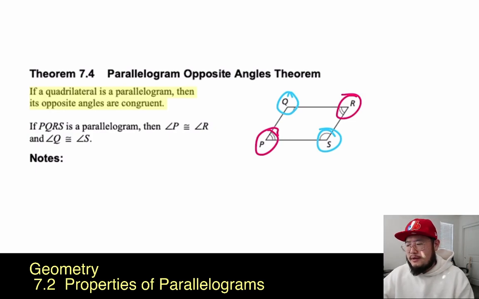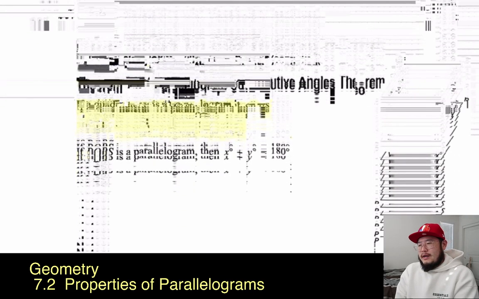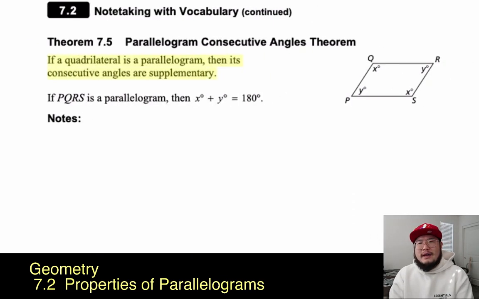Okay, and if you think about why, remember we learned earlier on when we did our theorems about parallel lines cut by a transversal, and thinking about the angle pair relationships that occur. Next up, we have theorem 7.5. We've got the parallelogram consecutive angles theorem. And right there it says if a quadrilateral is a parallelogram, then its consecutive angles are supplementary.